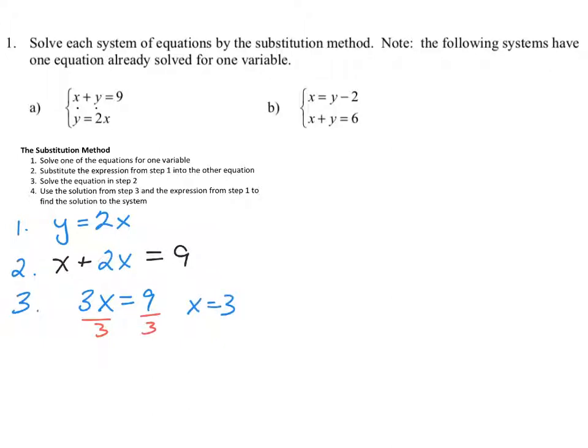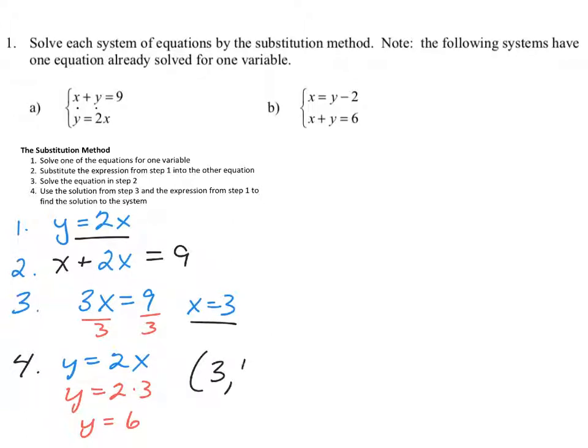Now, step 4 is to use the solution from step 3 and the expression from step 1 to find the solution to the system. So go back to our answer from step 3 and what we had in step number 1. We're combining those. Since we know that y is equal to 2x and we know that x is equal to 3, we can write this as y is equal to 2 times 3, or y is equal to 6. So our solution to this system of equations can be written as an ordered pair, (3, 6).